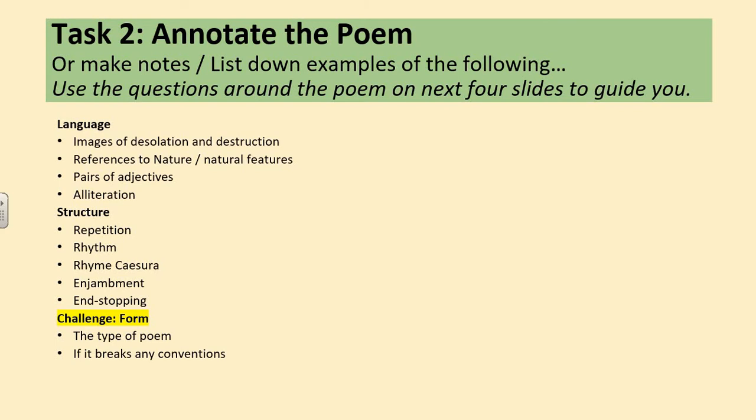Some of the things I want you to look for are language techniques and different uses of words. So what images are created of desolation and destruction? Are there any references to nature or natural features? Are there any pairs of adjectives? What alliteration can you find? Make sure you look at the structure. Is there any repetition? What rhythm do we have? Is there any caesura, enjambment, end stopping?